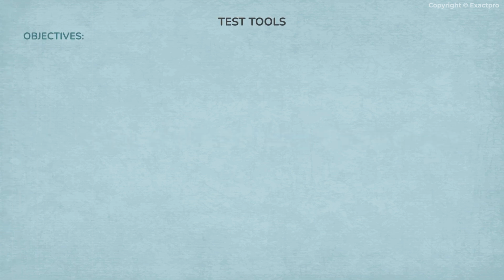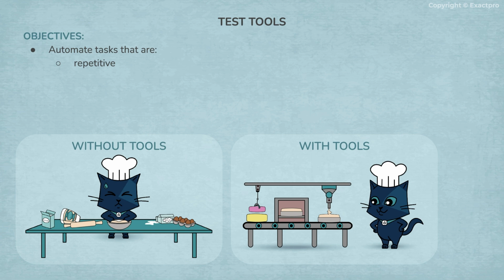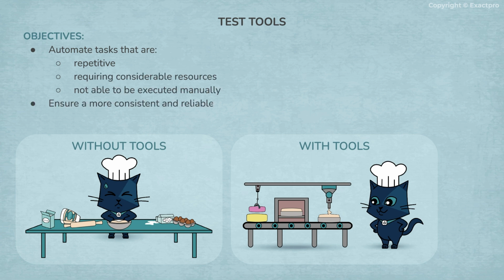We need test tools because they significantly improve the efficiency of test activities by automating repetitive tasks, tasks that require considerable resources or cannot be executed manually. In addition to that, they ensure a more consistent and reliable testing and a higher level of defect reproducibility. So, test tools can be used to support test activities.